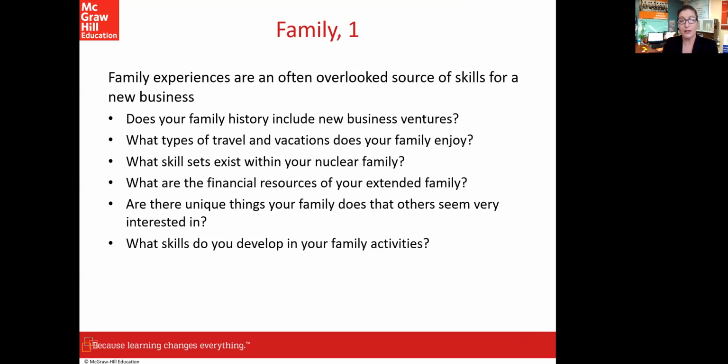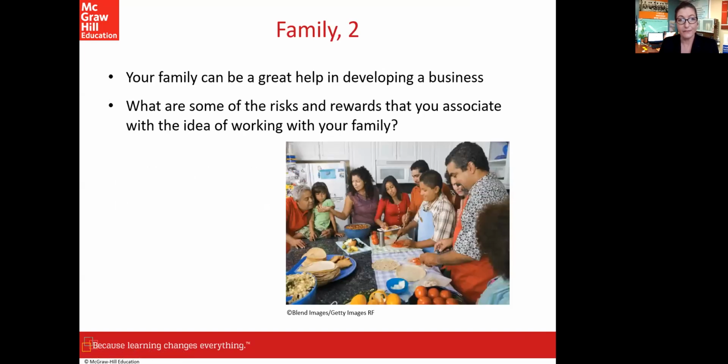What are the skills that exist within your nuclear family, your immediate family? What about the extended family? Are there financial resources that you can draw on? Or again, business expertise? Are there unique things in your family that others seem very interested in? And maybe that's a window of opportunity. What skills have you developed from the family context, the family activities?